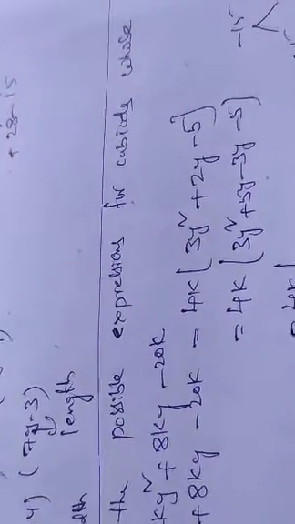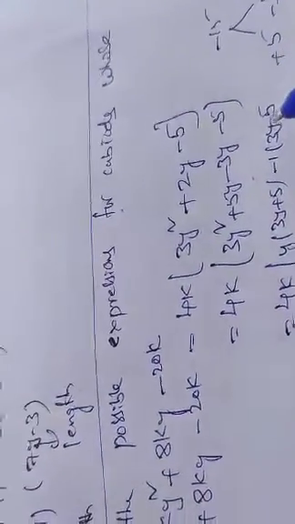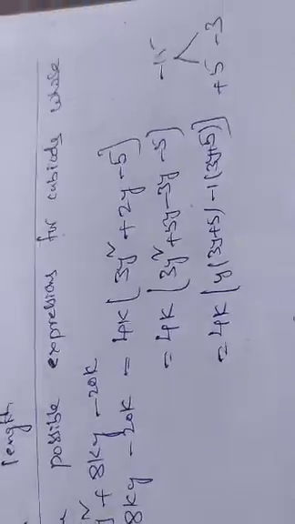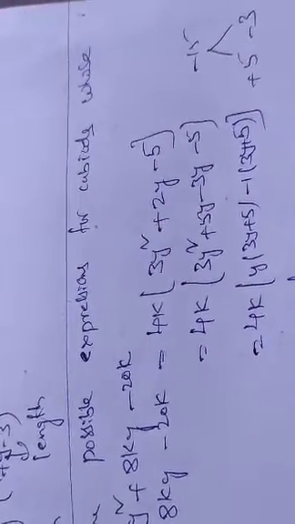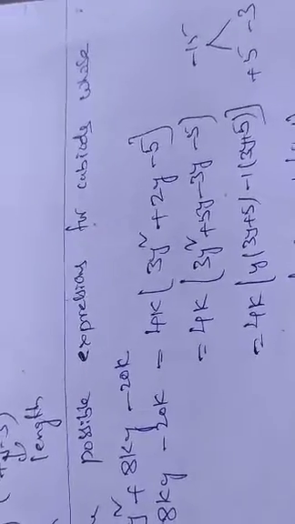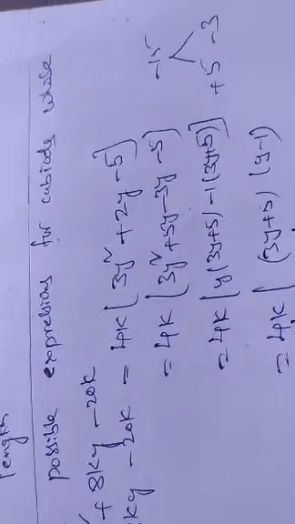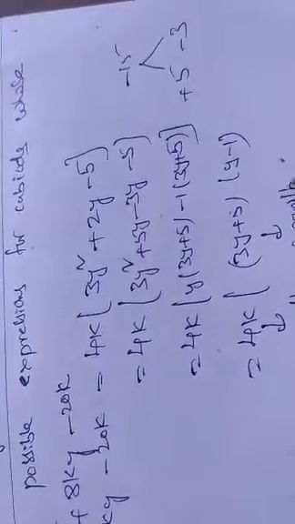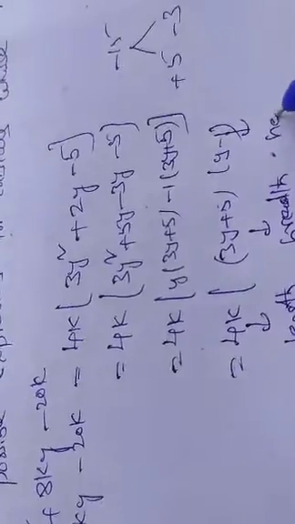So 4k as it is. In this we can take y as common. So 3y plus 5. In this minus 1 common. So 3y plus 5. So 4k as it is. We can take 3y plus 5 as common. The left terms are y minus 1. So here this would be the length and this would be the breadth and this would be the height.